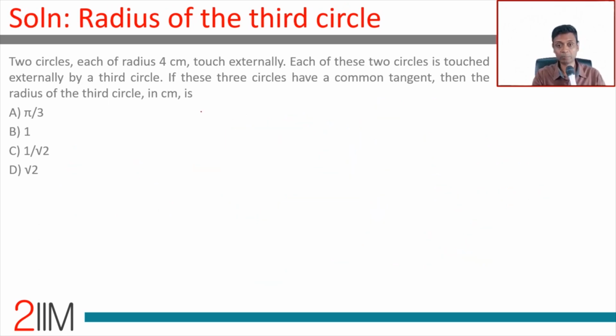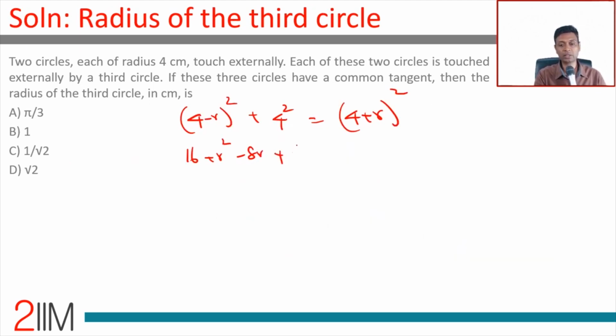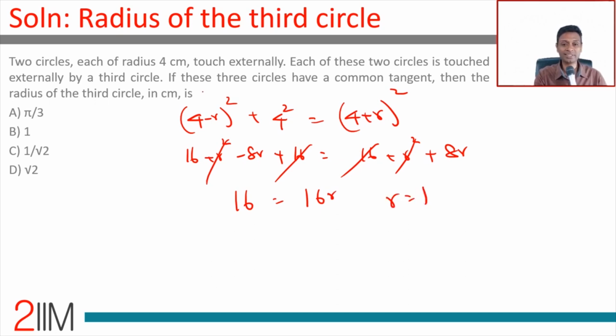So I'm going to simplify that. 4 minus R whole square plus 4 square equals 4 plus R whole square. 16 plus R square minus 8R plus 16 equals 16 plus R square plus 8R. 16 gets cancelled. R square gets cancelled. 16 equals 16R, or R equals 1. We have a famous 3, 4, 5 triangle. 3 square plus 4 square is 5 square.